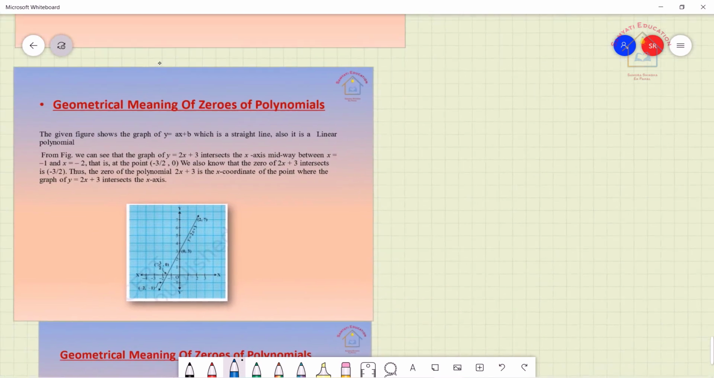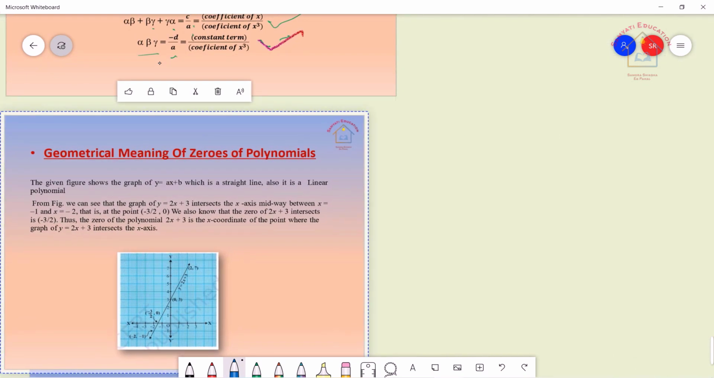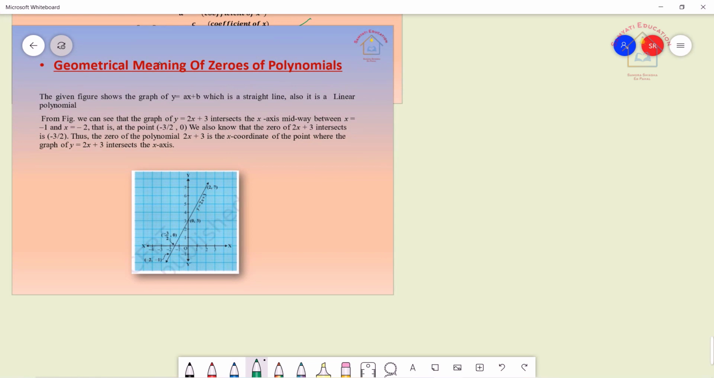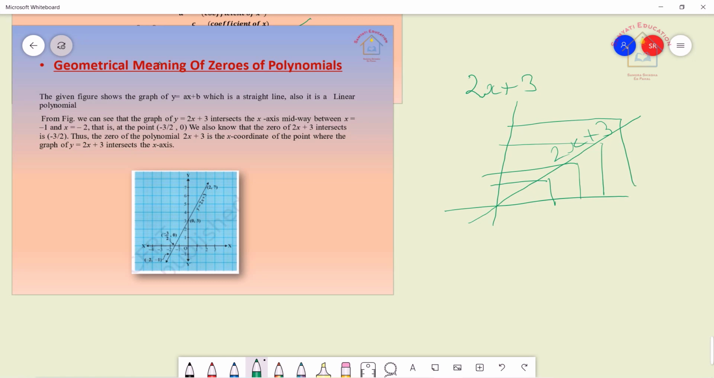Now we will study, as you can see here, the figure is a line and the polynomial is a linear polynomial. The polynomial here is 2x plus 3. If we draw it on a graph, it will show a line like this. This will be the 2x plus 3 line. Any point on this line will satisfy this equation.